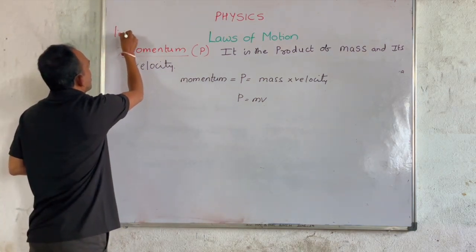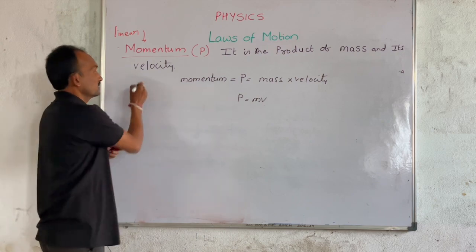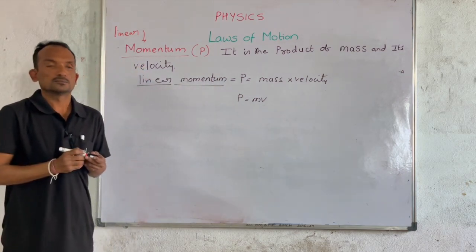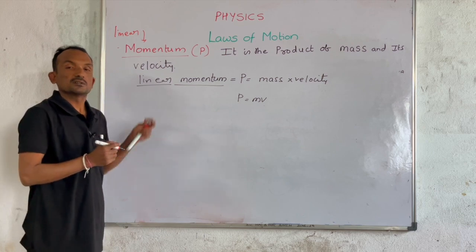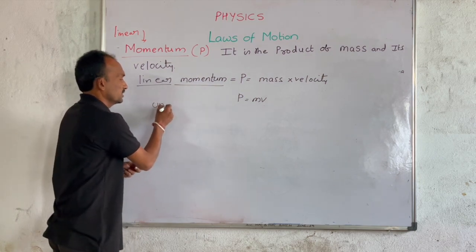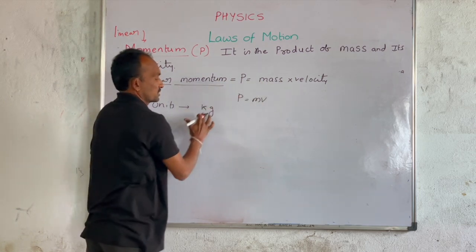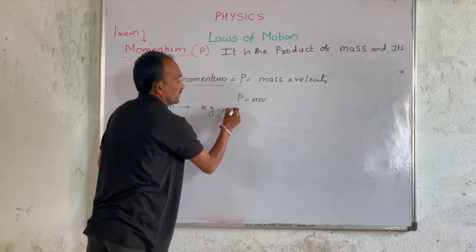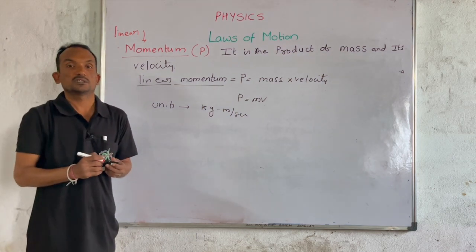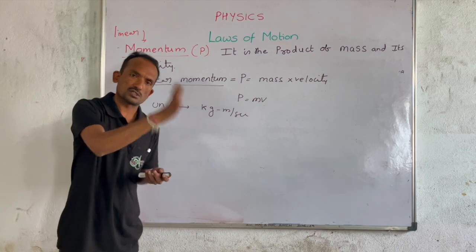This momentum is also called linear momentum. It is the product of mass and velocity, called linear momentum, P is equal to m v. And the units of momentum: units of mass is kg, units of velocity is meter per second. So kg meter per second is the unit of momentum.